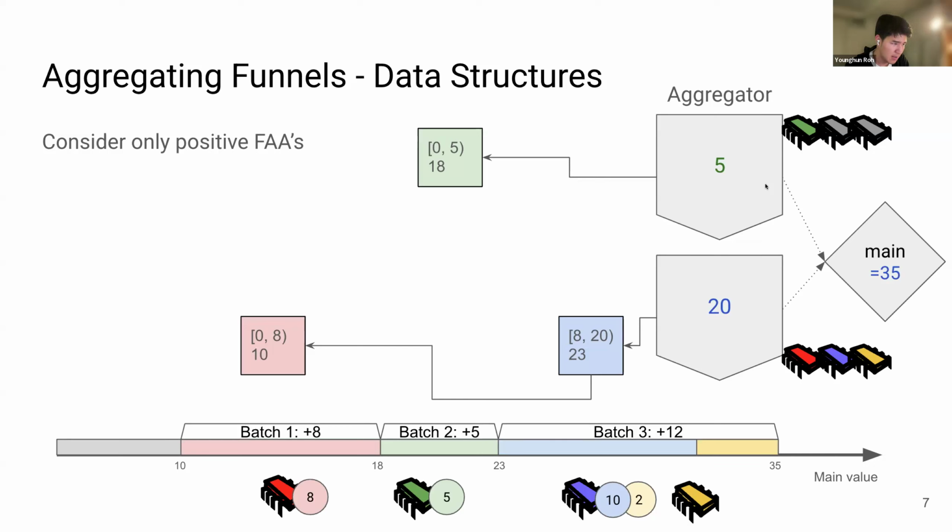And in this blue batch, the internal value of the aggregator is still increased from 8 to 20, and that interval will be saved in this batch. This interval will also occupy the main interval starting from 23, reaching to 35.